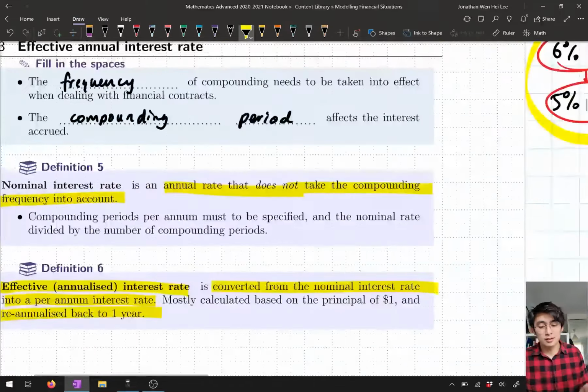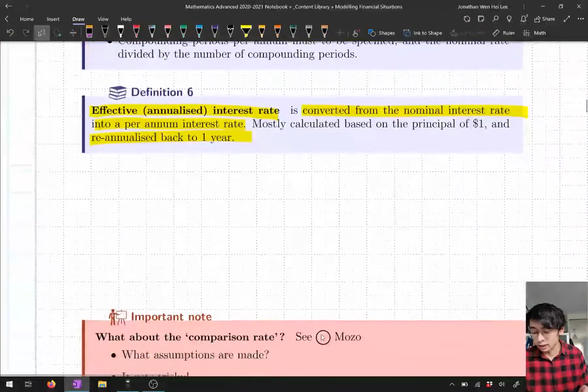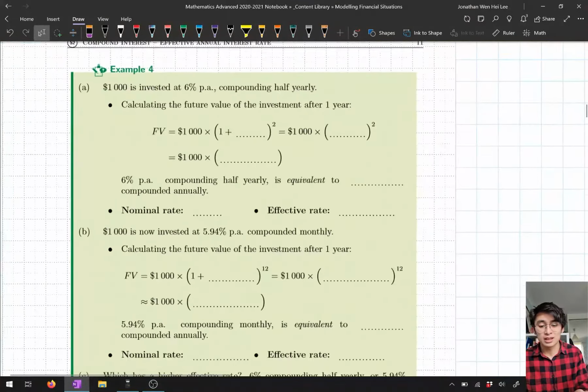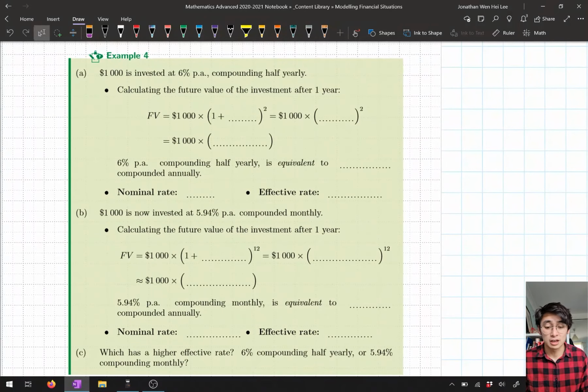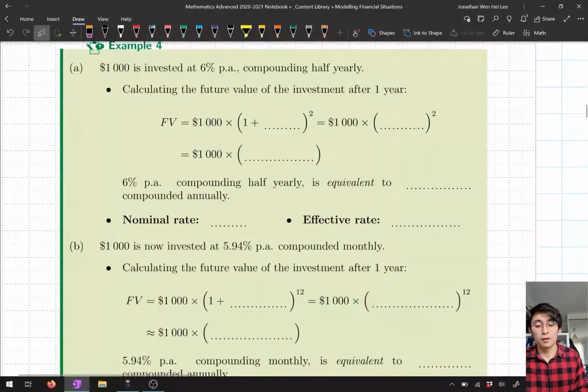So if we have a look over the page, there's actually a formula here. Actually an example to have a look at here. Oh, and I've actually done pretty much the exact same example. So I'm going to go through this example and then I'm going to leave it here for today's lesson. So let's just have a look at this one. Example 4, $1,000 is invested at 6% per annum, compounding half yearly.